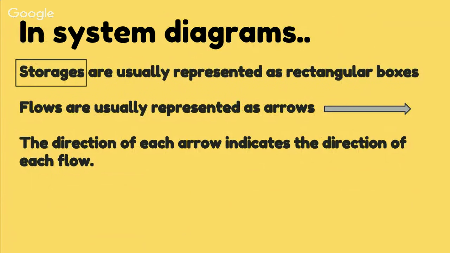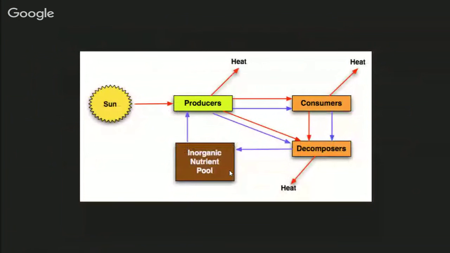In our system diagrams, storages are sometimes going to have rectangular boxes around them, and flows are going to be represented by arrows. So we can see what direction the transformation or the transfer is occurring. Sometimes these arrows and boxes will be proportional to whatever process or change in matter is going on. Sometimes they won't be. So we just have to make sure we're looking very carefully at our system diagrams. Here's an example of a system diagram. We have our storages here in our rectangular boxes, our flows as our arrows in the direction of the transfer or the transformation.